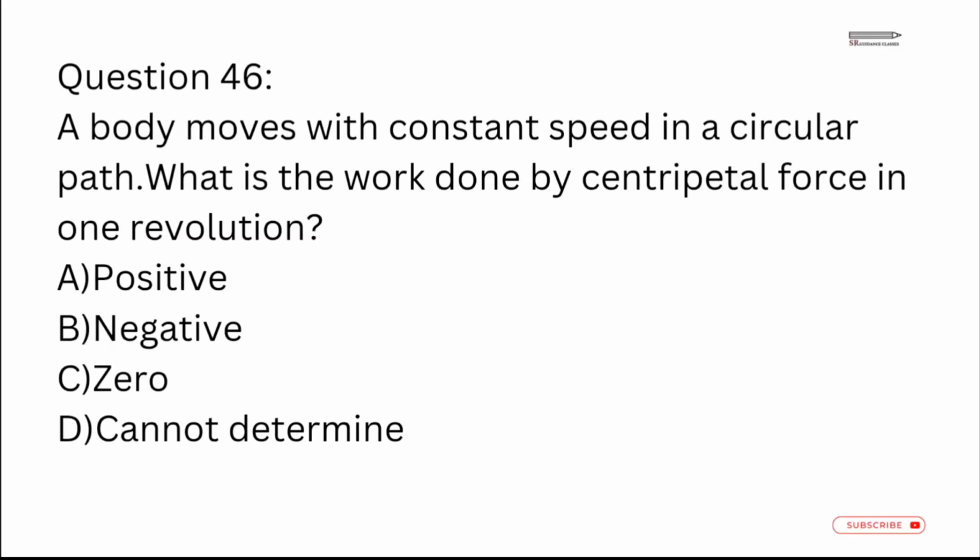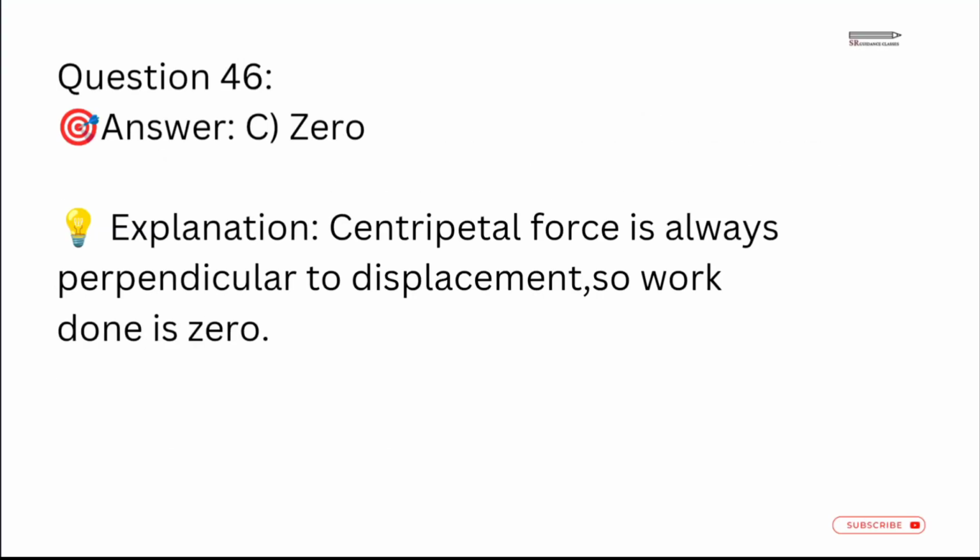A body moves with constant speed in a circular path. What is the work done by centripetal force in one revolution? The correct answer is option C, 0.